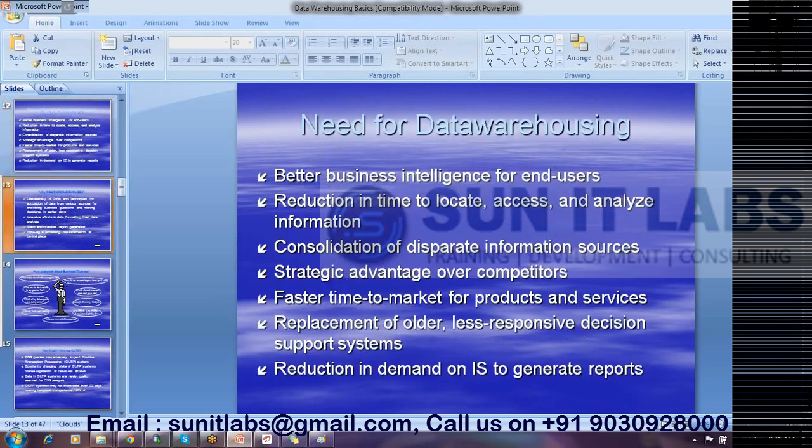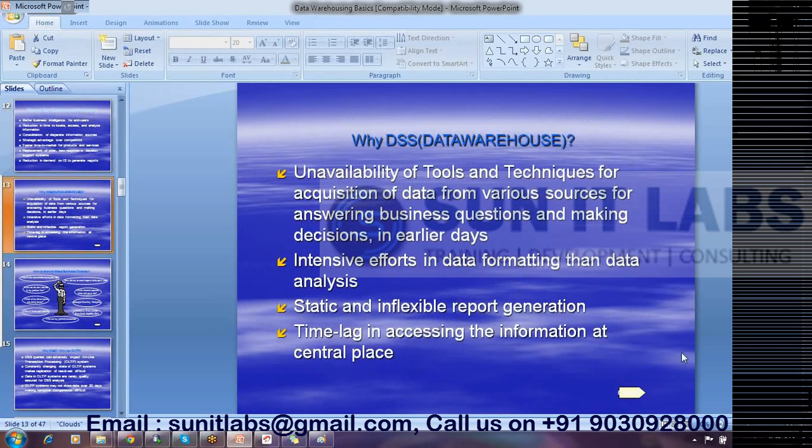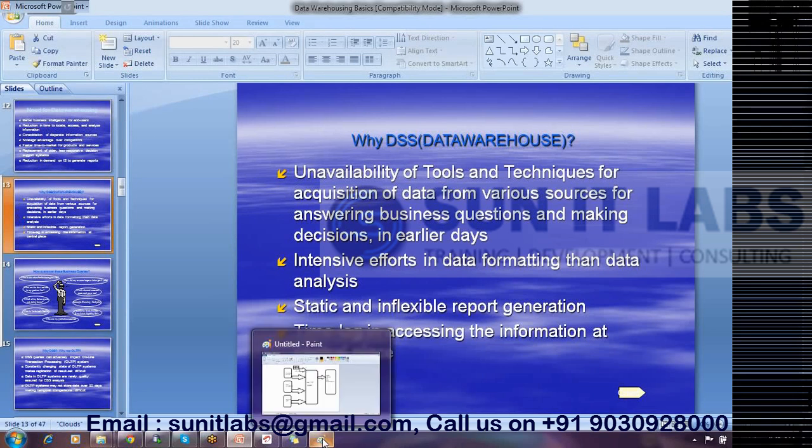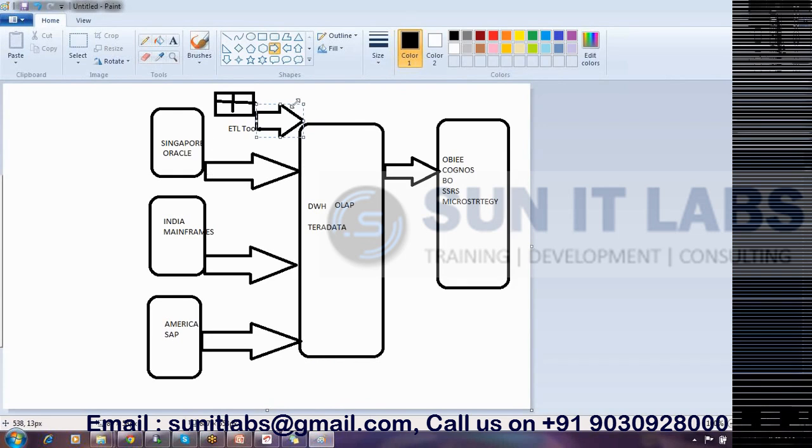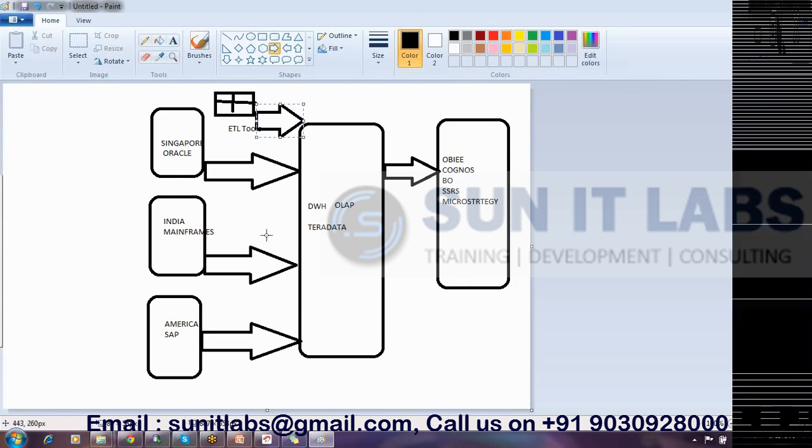So why DSS, or why are we not going with an OLTP system? We have seen the time lag in accessing the data. You have to put in so much effort in accessing the data from OLTP, and you need to do complex analysis, and you also have unavailability of tools and techniques to gather the data directly. If you have to do analysis from the OLTP systems, there are no technical tools available which will extract the data from all the OLTP systems and represent it in a single report.